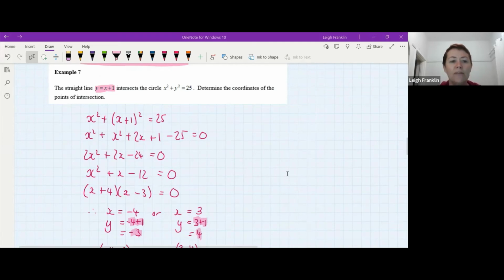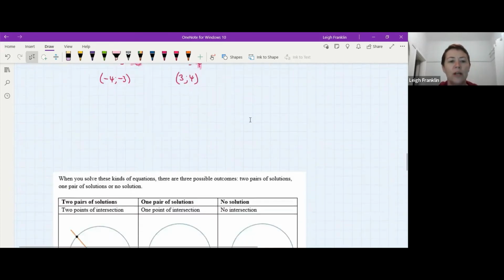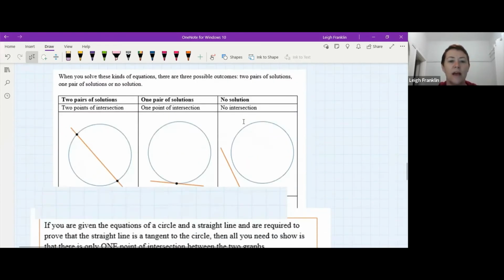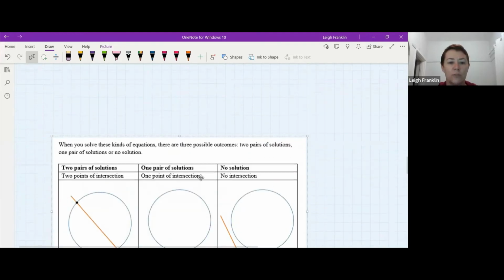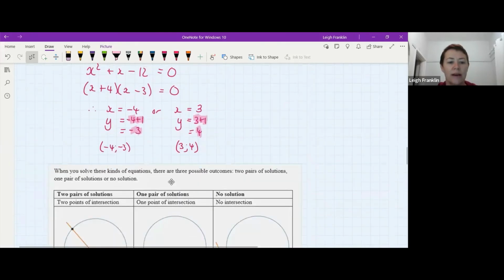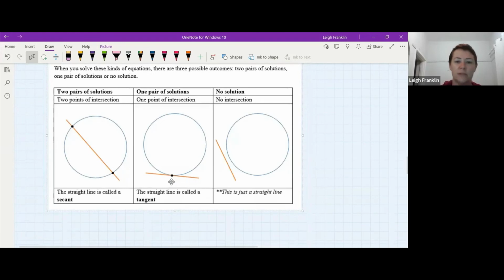All right, so if the line y equals x plus 1 intersects the circle, what I'm doing is removing the y. So I'm removing this y here, and in its place, I'm writing x plus 1. So this is where y was, and now I've got x plus 1. I'm solving simultaneously, which means I can only solve for one variable at a time. So there are 3 kinds of outcomes that you could have.